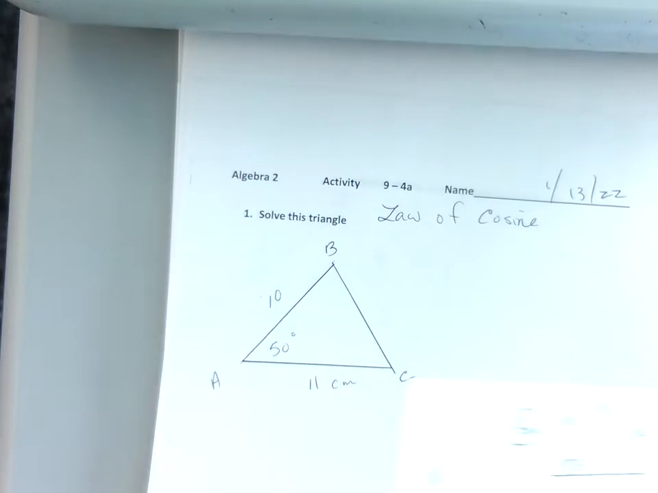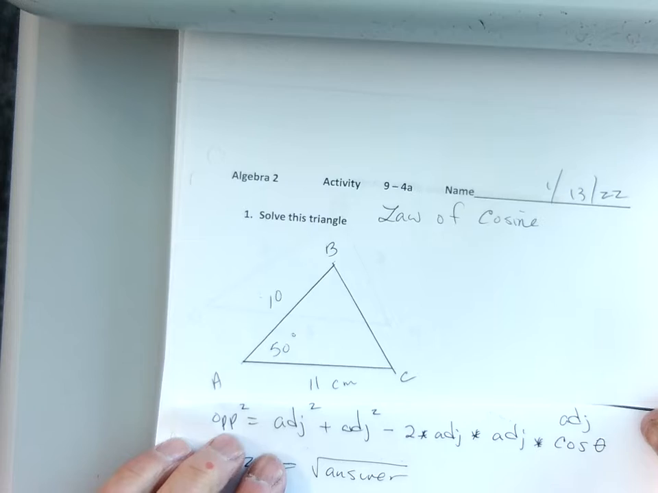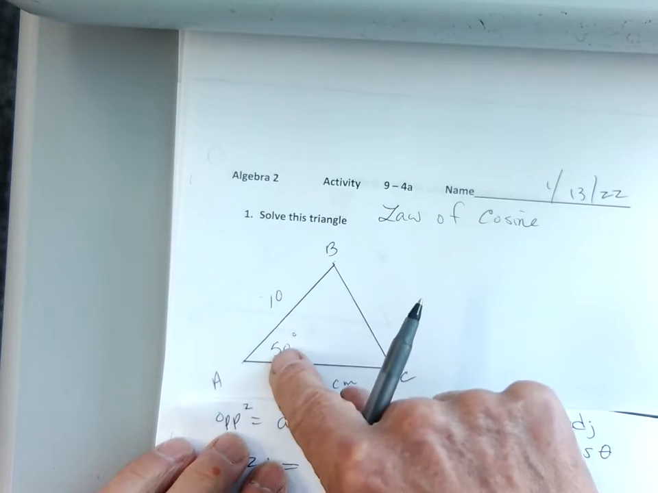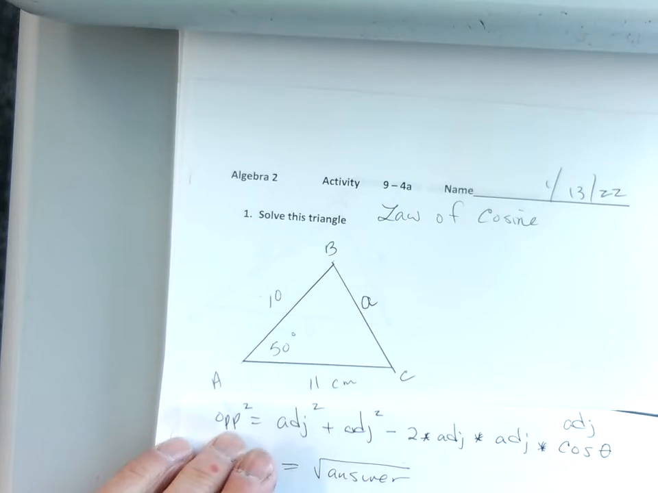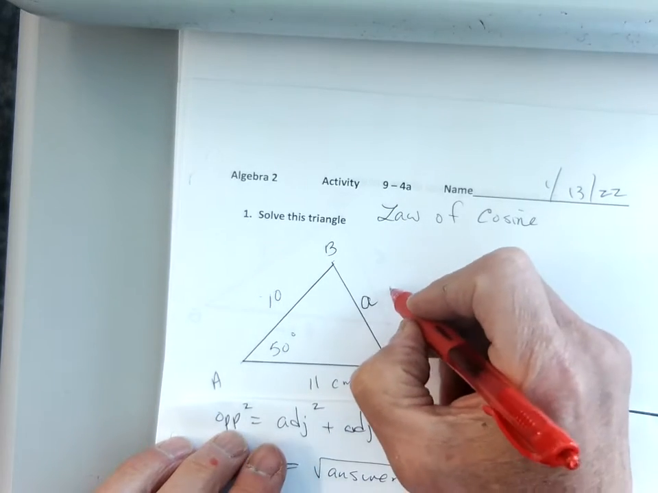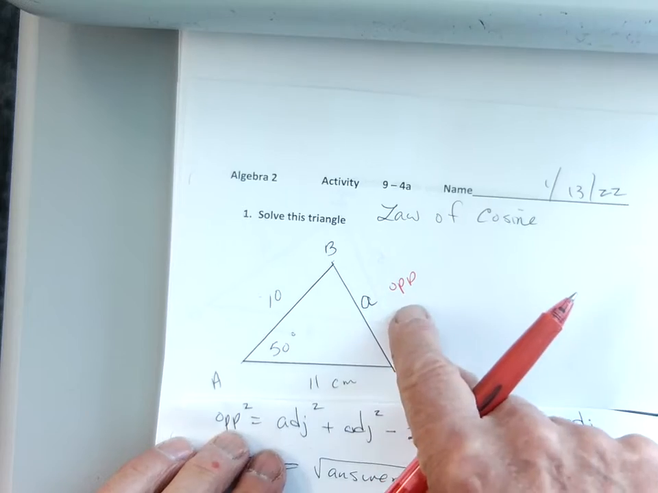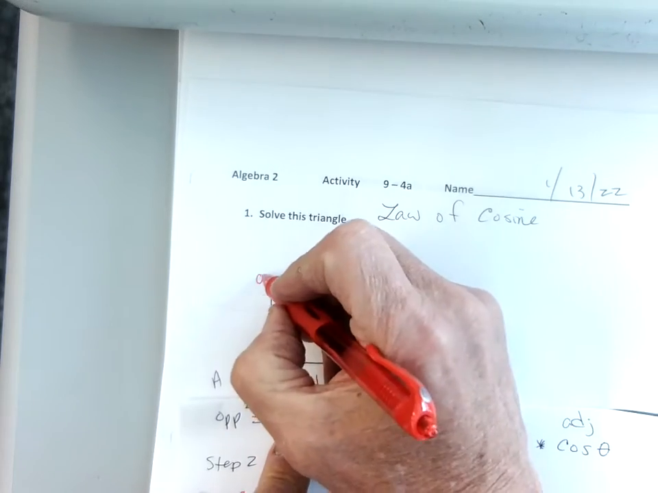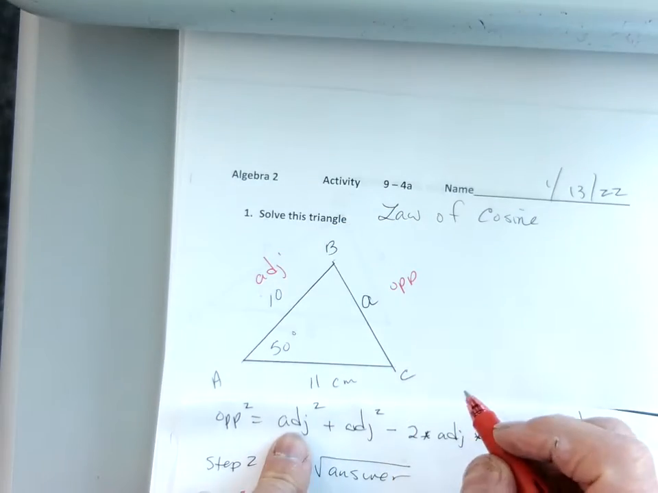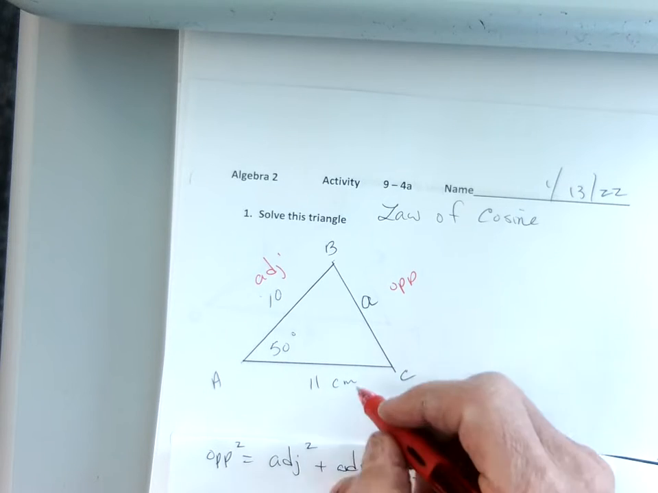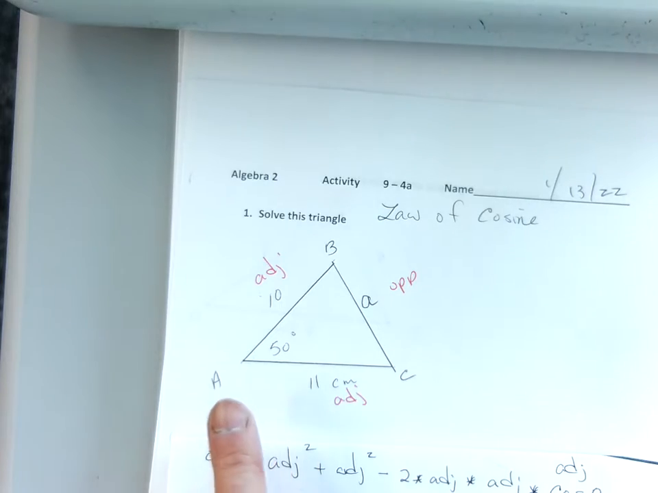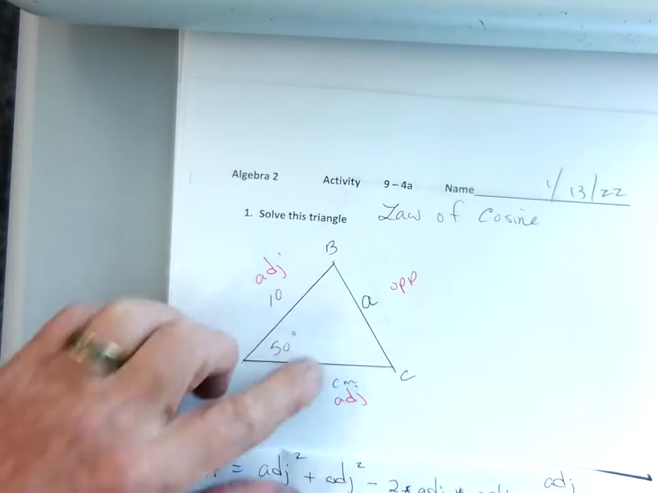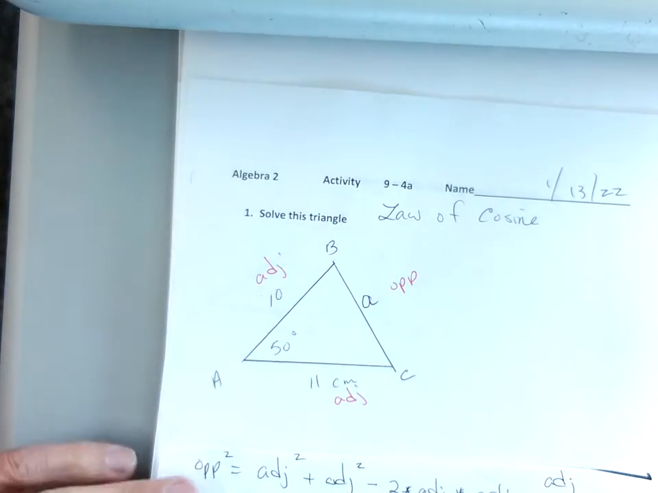So my law of cosines says this. My opposite squared. Well, here's my angle. This is, let's call it little a. That's my opposite, right? So my opposite squared is equal to my adjacent. So this is one of my adjacent sides, plus my other adjacent. So this is my other adjacent side. So let's use this formula to solve for this side. It says opposite squared.